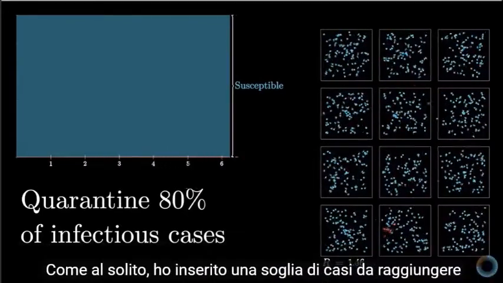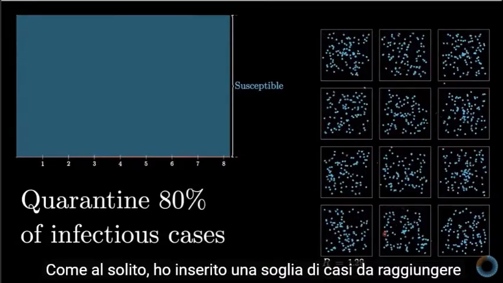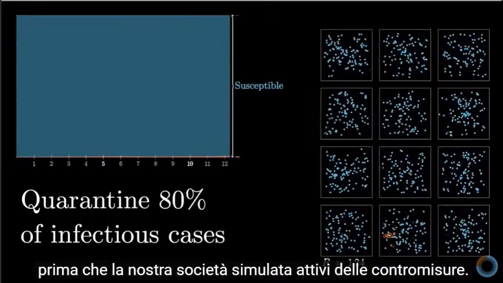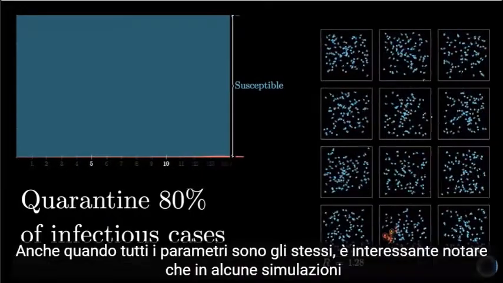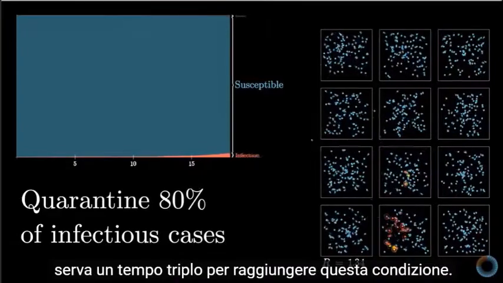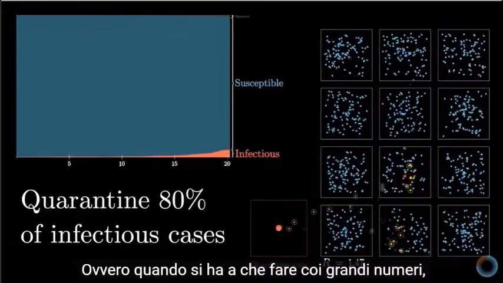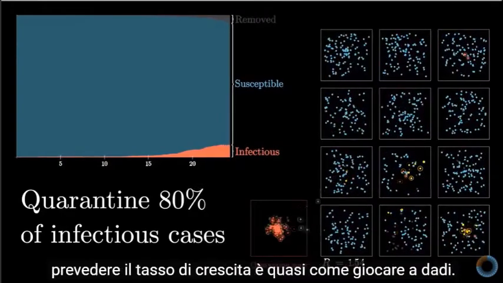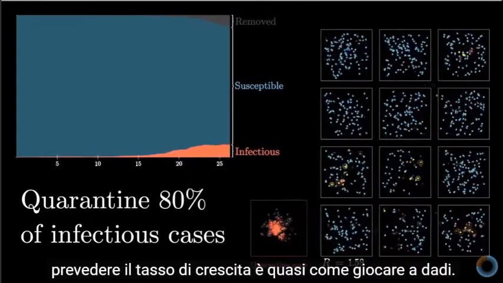Again, I've set things to wait until a certain critical threshold of cases is hit before our little dot society kicks into gear and takes action. As a side note, it's a little interesting that even when all the parameters are the same, some runs take 3 times longer to reach this point than others. Before the law of large numbers kicks in, that pace of growth can have as much to do with the roll of the dice as it does with anything intrinsic to the disease itself.